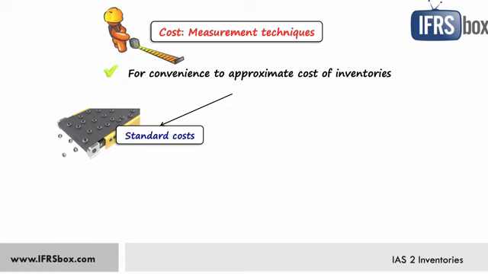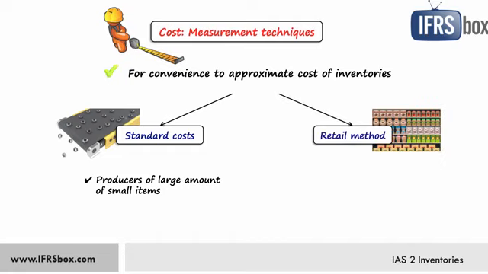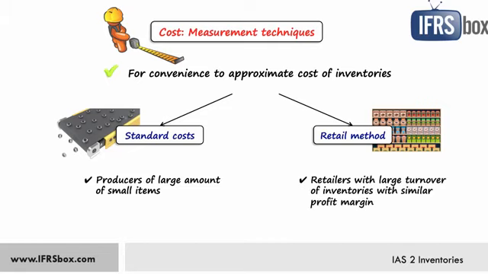The first one is standard cost. So instead of calculating the real cost of inventories, you use the standard cost set by some calculation or cost card or something similar. And this method is mostly used by the producers of large amount of small items. The second measurement technique permitted by IAS 2 is retail method, and it is often used by the retailers who have large turnover of inventories with similar profit margins, and the cost of inventories is calculated as selling price less profit margin.